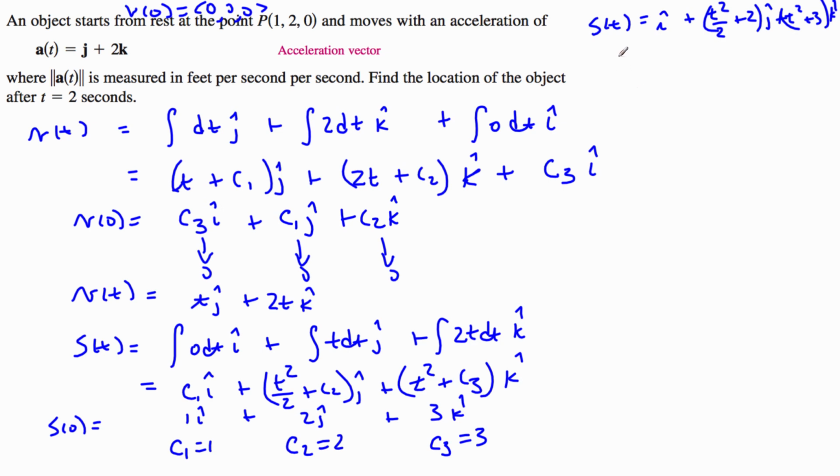Now, at t equals 2, what is s of 2? Well, it's i plus 4 divided by 2 is 2, plus 2 is 4j, plus, so this is 4 plus 3 is 7k.